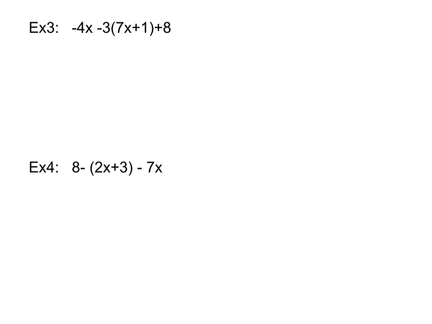We have negative 4x minus 3 times (7x plus 1), and then plus 8. So the first thing that we're going to do is distribute the negative 3. We're going to multiply that through this parenthesis. So let's go ahead and bring down the negative 4x. Let's multiply negative 3 times 7x, which gives you a minus 21x. And then negative 3 times positive 1 is a minus 3. And then we're going to bring down our plus 8.